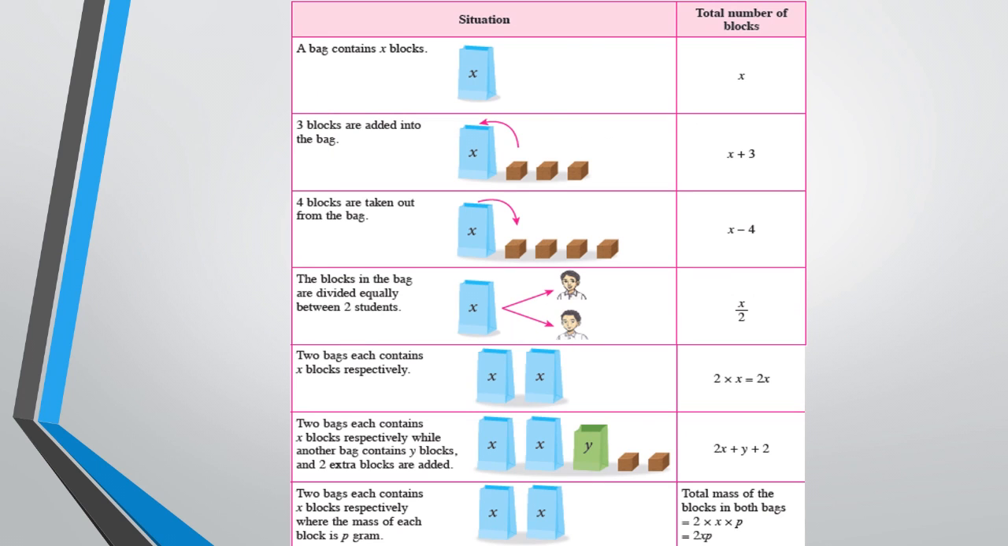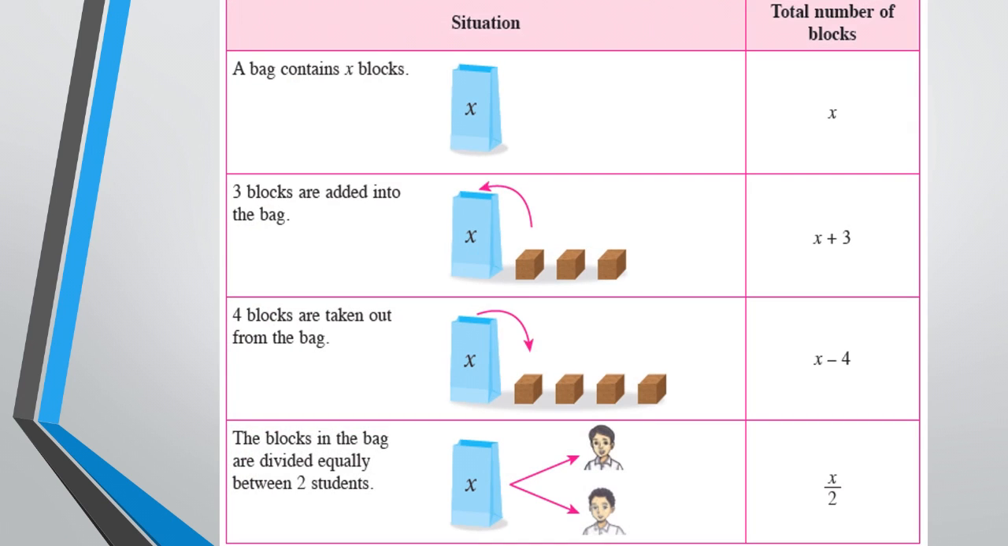So you could see it here. We have different situations and we're going to describe them using numbers and variables. Right? So the first one, the bag contains X blocks. We don't know how many blocks are inside the bag. That's why we know that inside the bag we have X blocks.